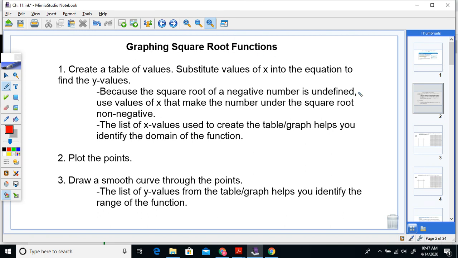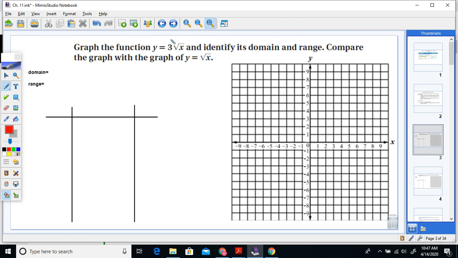Down the road, we're also going to compare these to that parent square root function. So let's look at one. We're going to graph the function y equals 3 times the square root of x. We're going to identify its domain and range, and then we'll talk about comparing with the graph of y equals square root of x.